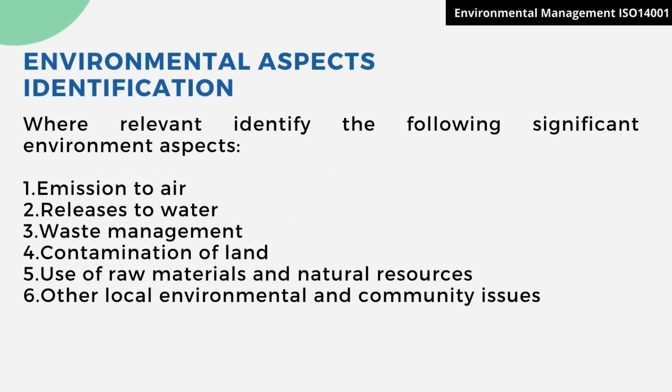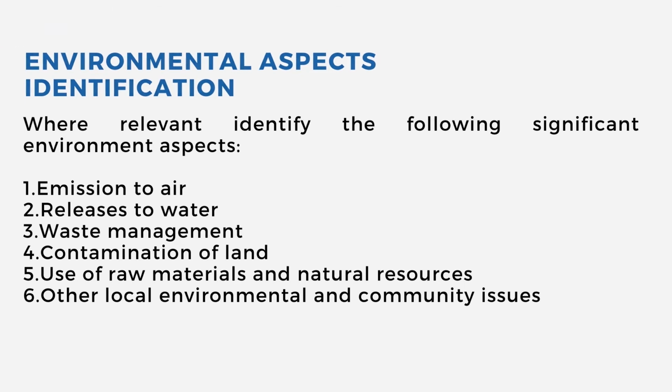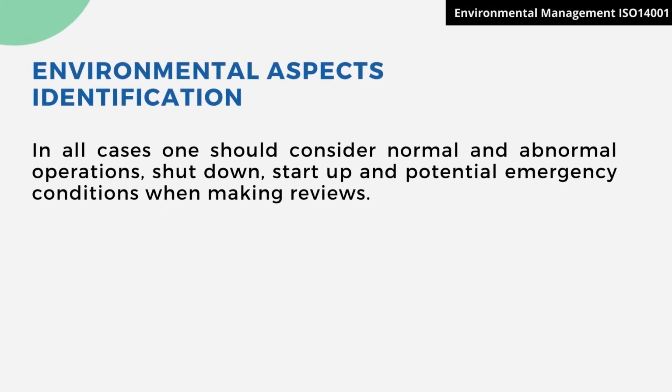Environmental aspects identification. Where relevant, identify the following significant environmental aspects. First, emission to air. Second, releases to water. Third, waste management. Fourth, contamination of land. Fifth, use of raw materials and natural resources. Sixth, other local environmental and community issues. In all cases, one should consider normal and abnormal operations, shutdown, startup and potential emergency conditions when making reviews.